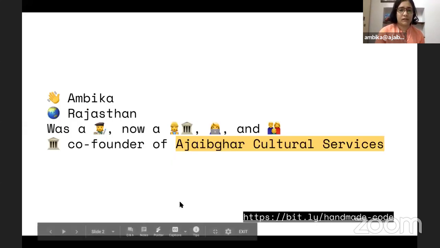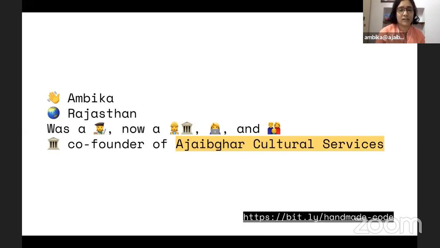I'm Ambika. I'm from Rajasthan. I like to call myself a designer who is now a project manager for museums and culture projects. I'm also a creative coder and I'm also a mum. I'm the co-founder, with Nanditi, who's also here with us, of Ajaib Ghar Cultural Services. I have put a link to the presentation at the bottom. Perhaps some of you would like to follow along with it, please feel free to do so.